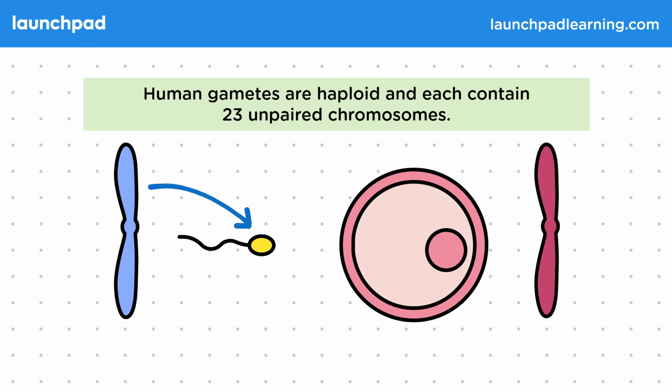So, a sperm cell contains half of the chromosomes from the father, and an egg cell contains half of the chromosomes from the mother. The reason for each gamete containing just 23 chromosomes instead of 46 is so that when they fuse during reproduction, they form a new diploid organism with the full 46 chromosomes. So, how can we summarise the difference between haploid and diploid cells?